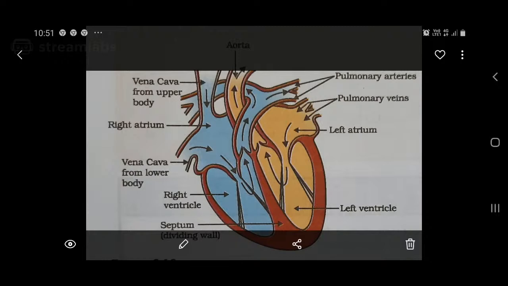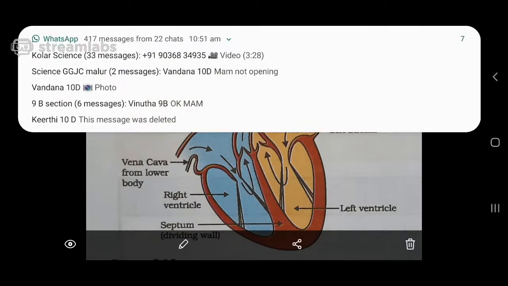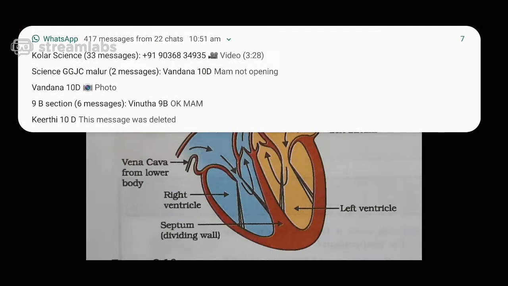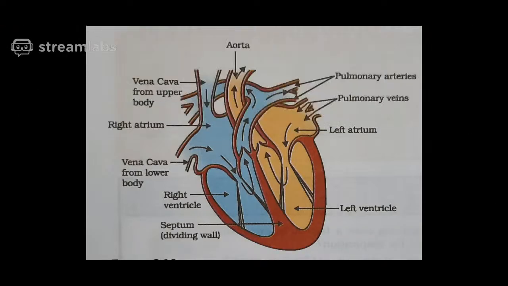And then this impure blood is carried to the lungs for purification. That is carried by the pulmonary artery. Only the pulmonary artery carries impure blood, and the rest of the arteries carry pure blood.